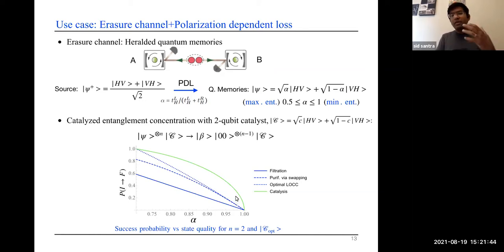So for very highly distorted initial states or highly distorted primary entangled states, the catalytic procedure can give a good bump to the success probability of this entanglement concentration procedure. And this plot just compares it with other possible LOCC methods, and it goes to show that even for the optimal LOCC process, which is this straight line, the catalytic process performs much better.